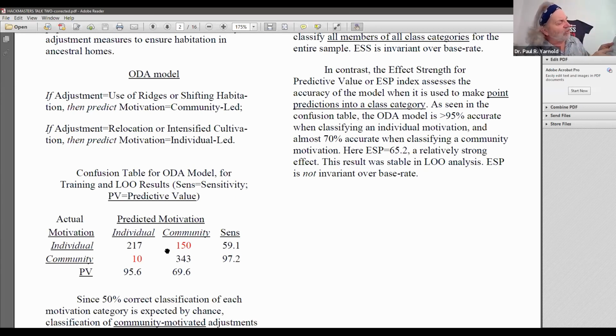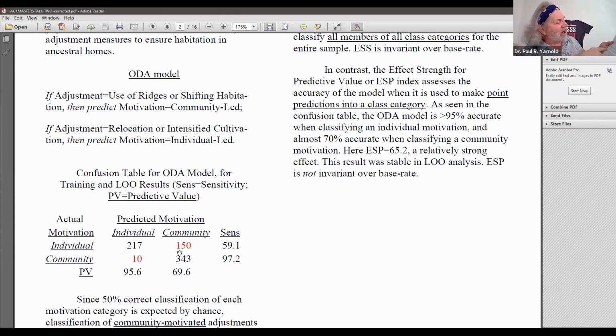And I'm going to describe what that is. If adjustment is use of ridges or shifting habitation, then predict motivation equals community-led. And you can see, under the column of community, it has these black numbers, 173 and 170. And those are the ones that this model predicts correctly, and it misclassifies the red ones, 85 and 65.